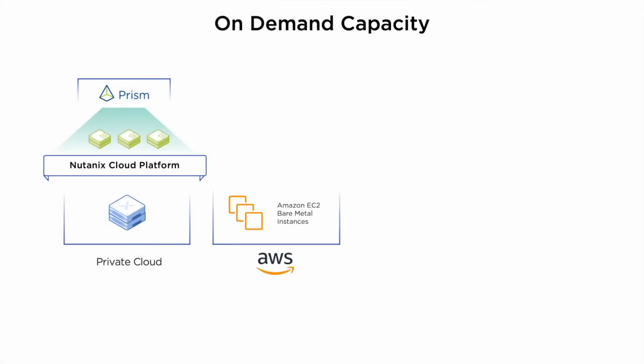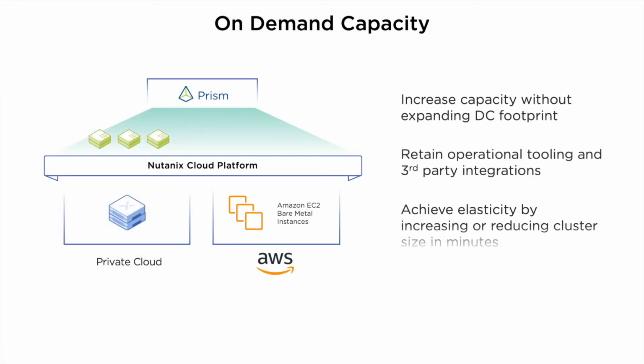If we look at the on-demand elasticity use case, Nutanix can help organizations burst into the public cloud to handle seasonal demands, or dev test, for example. This allows you to expand your operations without the need to build out data centers, while retaining your tools and third-party integrations. With Prism's management plane, you can now manage clusters across private and public cloud.